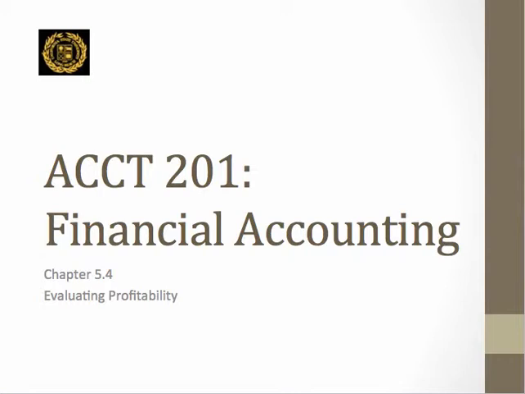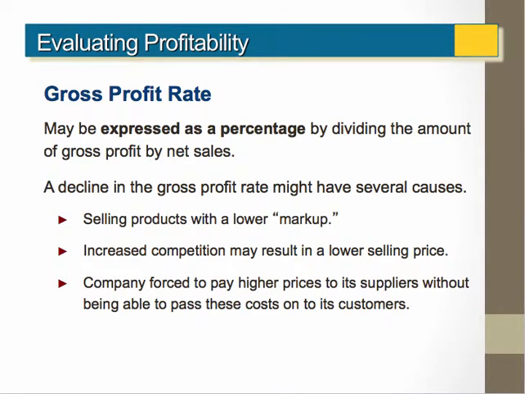Because of the various sizes of companies, taking a look at companies just by dollars doesn't always make sense. So therefore, when we evaluate profitability, we take a look at ratios. One of the first ratios we look at is the gross profit ratio. The gross profit ratio tells us the percentage of profit we're making on every sale.